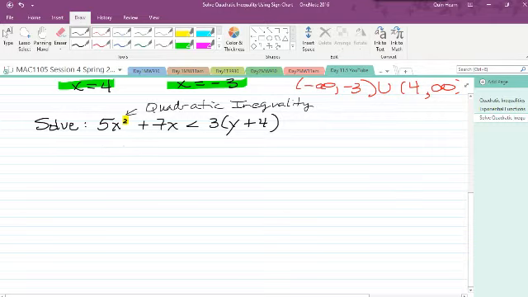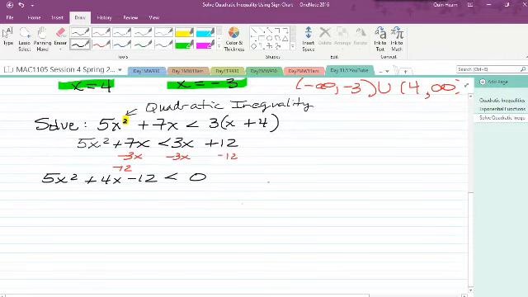All right, so what we need to do is get it in standard form, just like when you're solving a quadratic equation. We don't like to solve it in this format. So I'm going to distribute the 3 on the right. So we have 5x squared plus 7x is less than 3y plus 12. And now I'm going to subtract the terms that are on the right over to the left. So I'm going to subtract 3y.